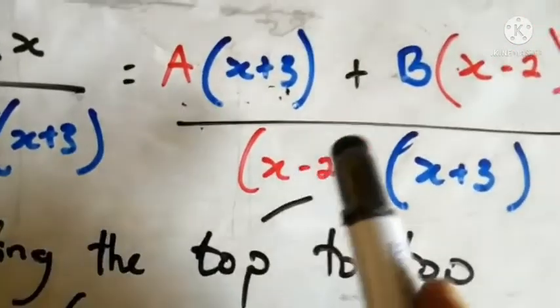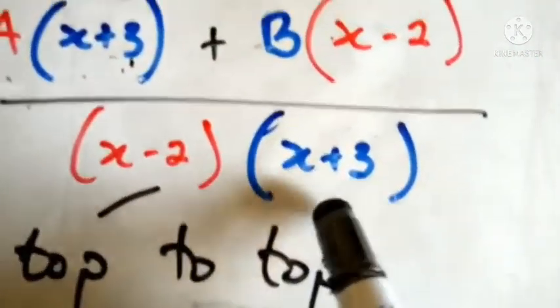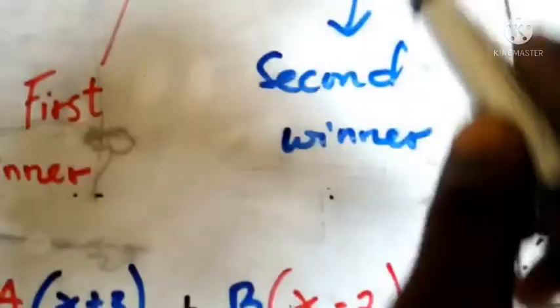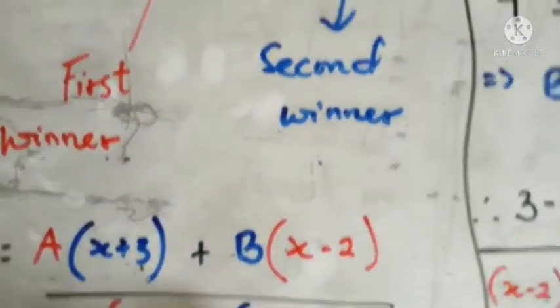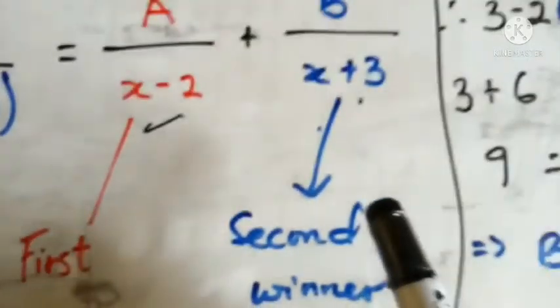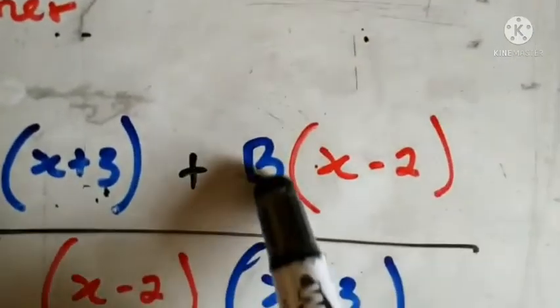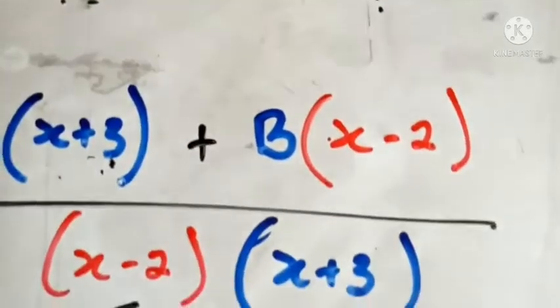So that is how I got my one, a into bracket x plus 3. The same way here, you see that the x plus 3 will go away, right? The x plus 3 will go away, and then we are left with x minus 2, and then multiplied by the top one, which is the b here, right? So I got my b into bracket x minus 2.